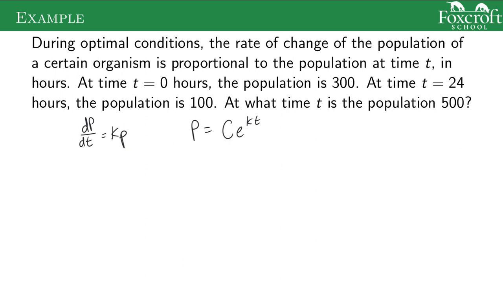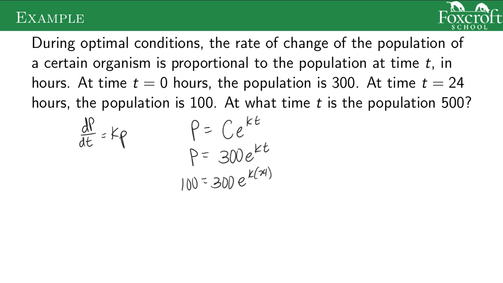All right, at time t equals 0, the population is 300. So that's going to tell me that C is 300. And at time 24, the population is 100. So we can use that now, that the population is going to be 100 at time 24.